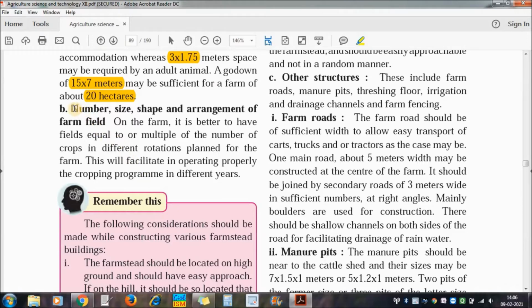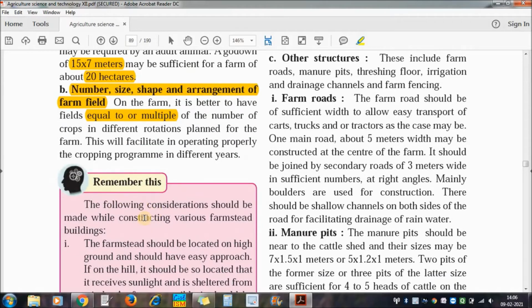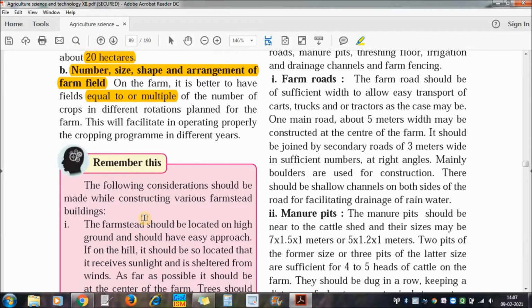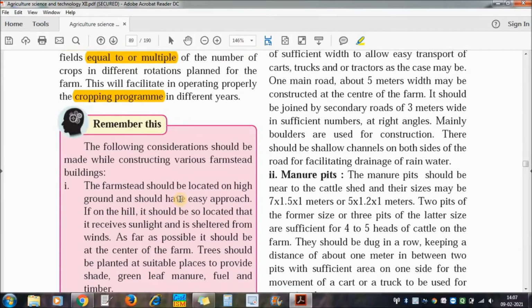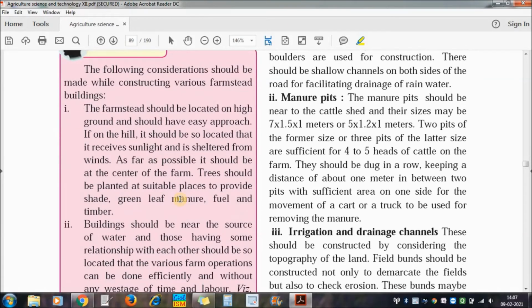Second factor, number, size, shape and arrangement of these farm fields. Now as far as possible we have to divide the area available into an equal number or multiple number as per the kinds of crops and number of crops we have to grow. This is to be done as per the cropping program, cropping scheme, otherwise that will be of no use.